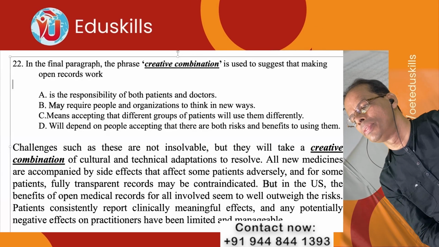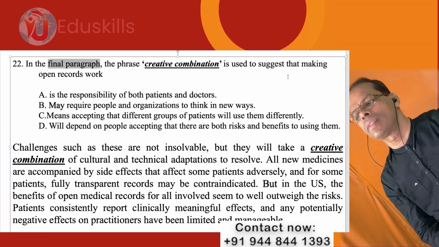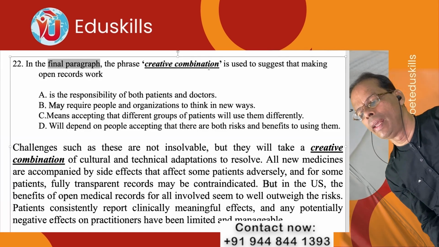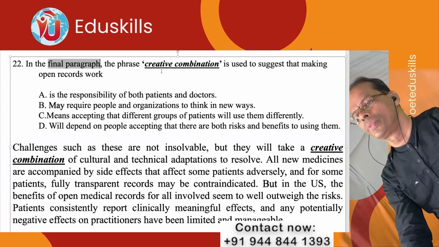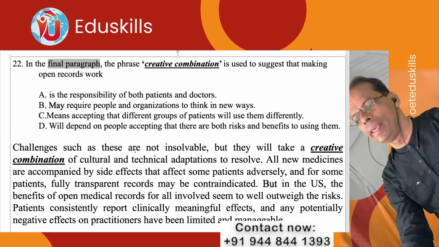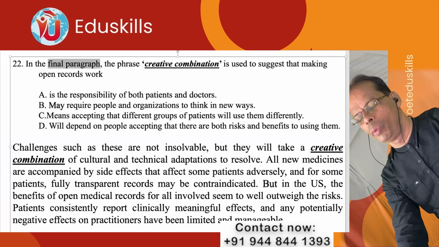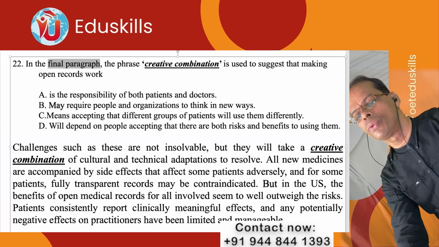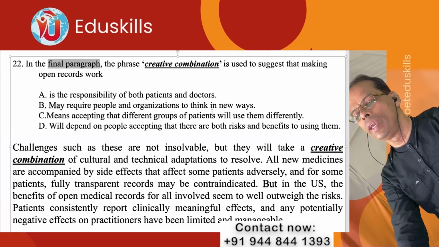So this is a lexical question, very easy. In the final paragraph, that tells you to immediately launch into the final paragraph. Creative combination is used to suggest that making open records work. As in lexical questions, the word is usually underlined or highlighted in the text as well as in the question statement. So creative combination: challenges such as these means what was being discussed in the previous paragraphs are not insolvable, means they are solvable, but they will take a creative combination of cultural and technical adaptations to resolve.